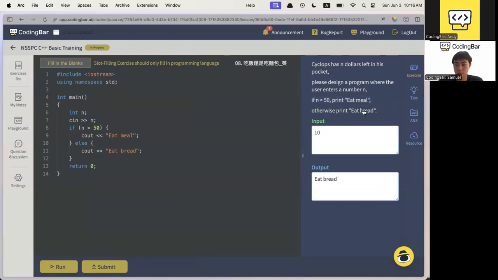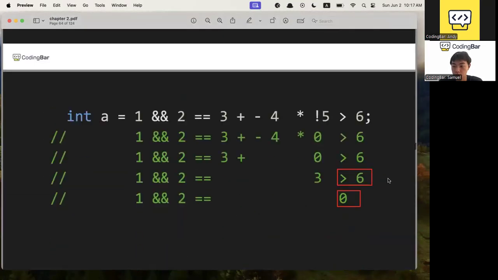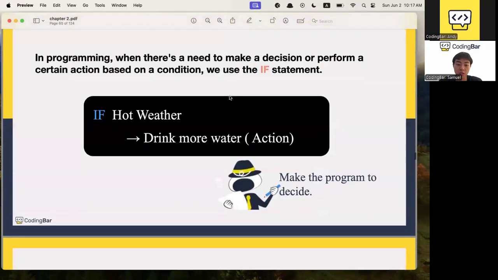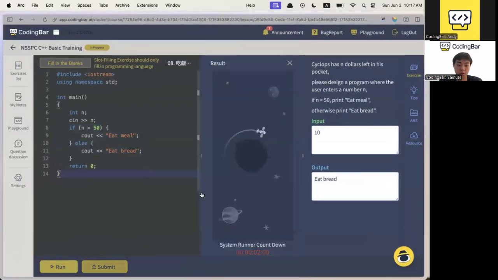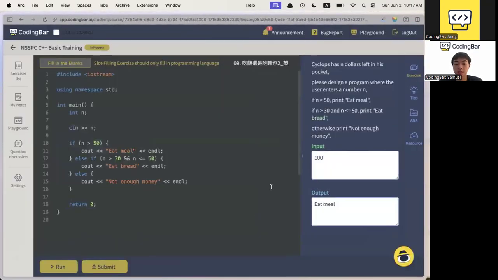Another question is asking for something similar. If n greater than 0, print it mil. Otherwise, print it bread. So if n greater than 50, print out something. Otherwise, do something else. You get the idea. This is the if-else control structure, conditional statement. Oh, sorry, what is that called actually? It's called an if statement. Submit and it passes.